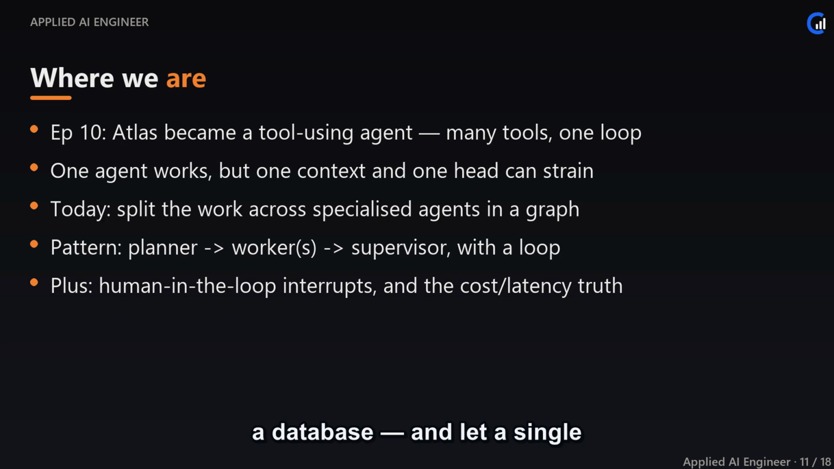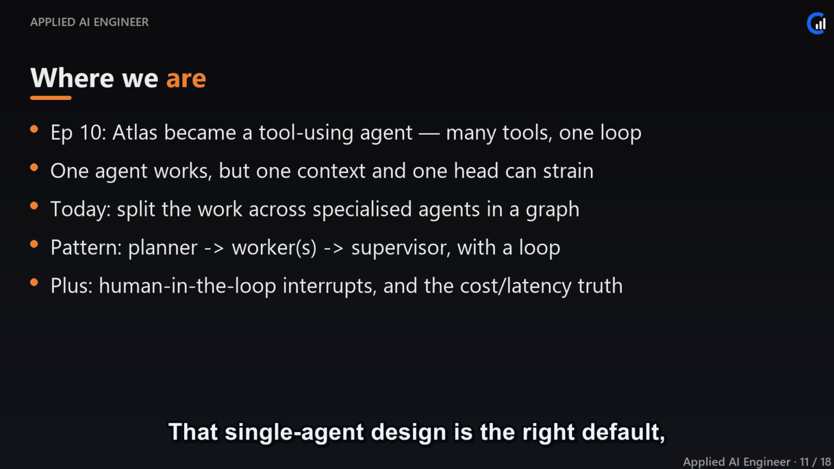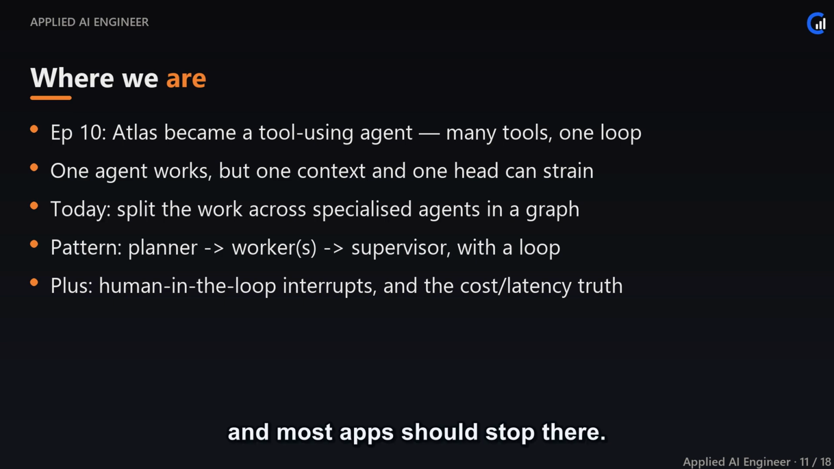and let a single agent choose between them in a loop. That single agent design is the right default, and most apps should stop there. But some jobs are easier when you split them across agents that each own a clear job. That's orchestration, and LangGraph is how we declare it, typed state, named nodes, and edges that route control between them.